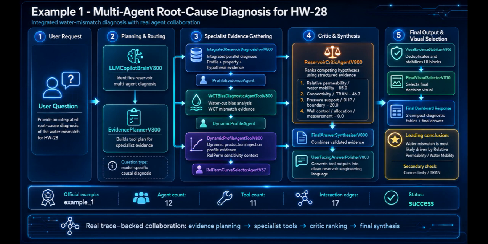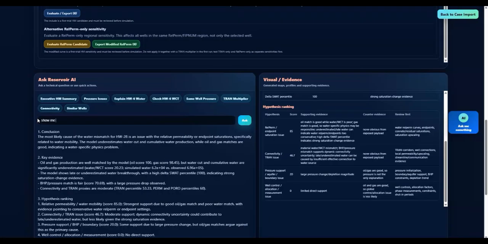Let's take a quick look at what happens behind this question. For HW28, the system plans the task, calls multiple specialist agents, and gathers water, profile, and diagnostic evidence. A critic agent then ranks the hypotheses, identifying relative permeability and water mobility as the leading cause, with connectivity as a secondary check. Now, let's ask the system to display the porosity map.